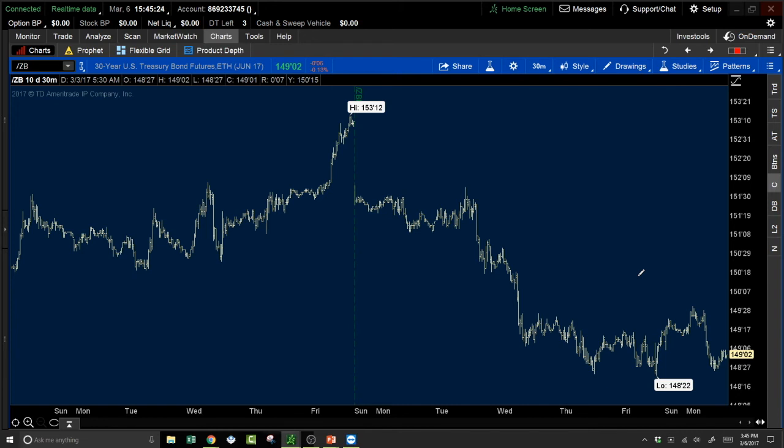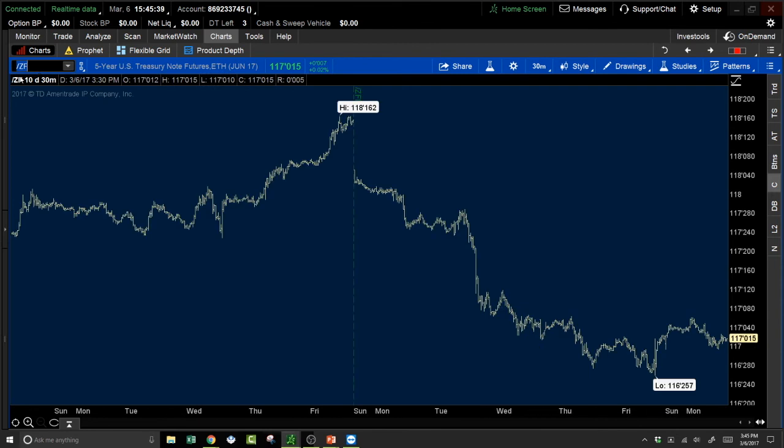Whenever I'm trading, no matter what time frame, I only want to trade things from the strong side. So in this example, I would only sell ZB. If I was looking to buy, I would only buy ZF because the ZF is very inexpensive relative to the rest of the yield curve.